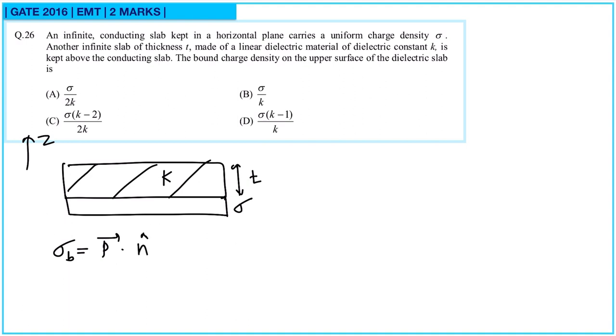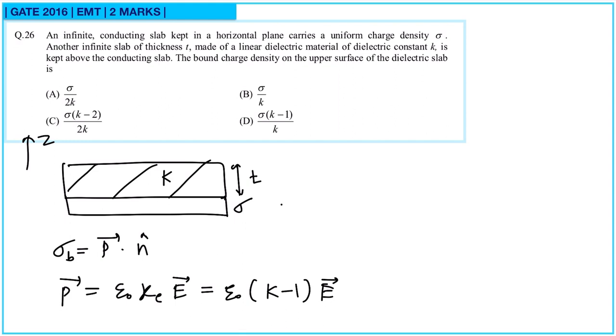So this is the bound charge density, and P can be written as epsilon naught into chi E into E bar, where chi is the susceptibility, which can be written as K minus 1. So P equals epsilon naught into K minus 1 into E bar. For this we first have to calculate E bar.